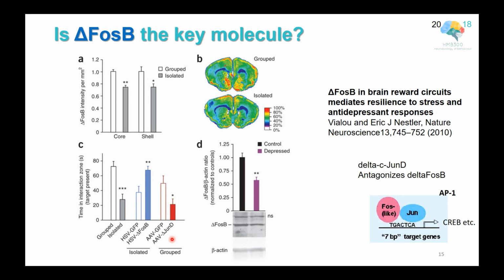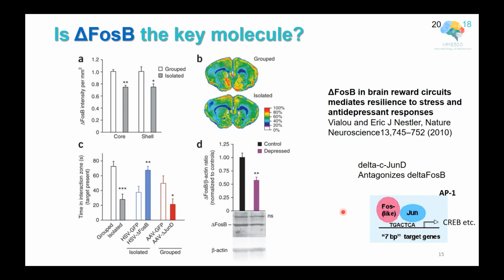But another simpler way is to use an antagonist of delta FosB, which is delta JunD. If we introduce delta JunD, which binds to and makes sure that delta FosB can't work as a transcriptional activator, we actually see that these grouped animals are not going to interact. They are going to look like they're depressed. And we can continue to do this using Western blots, where we can see depressed animals having lower delta FosB. So all of this suggests that if we manipulate the levels of delta FosB, we can alter the behavior that looks a lot like depression.